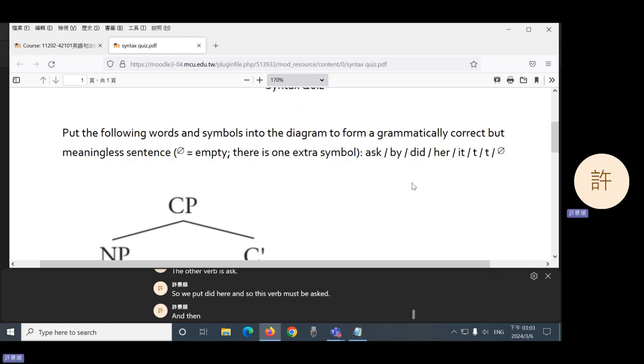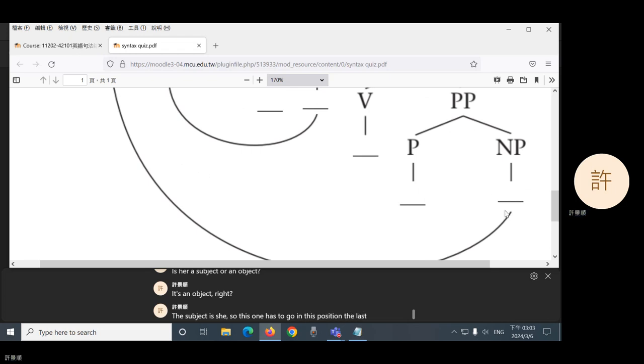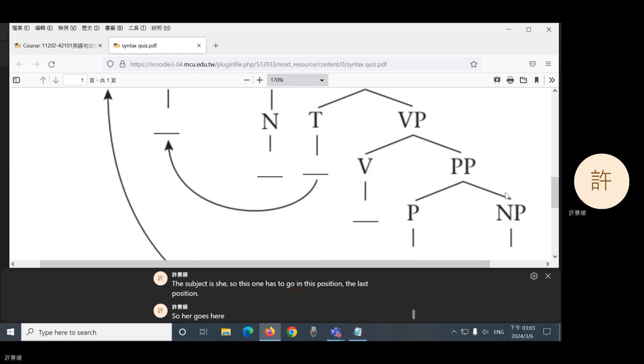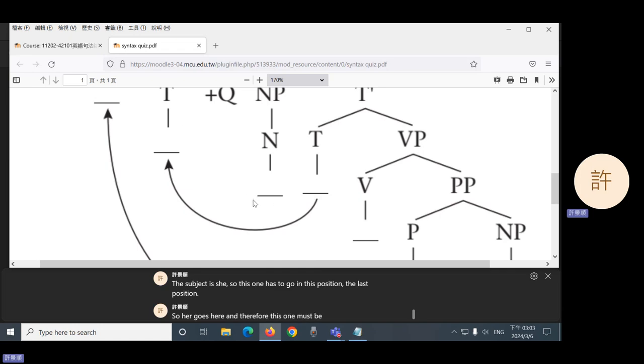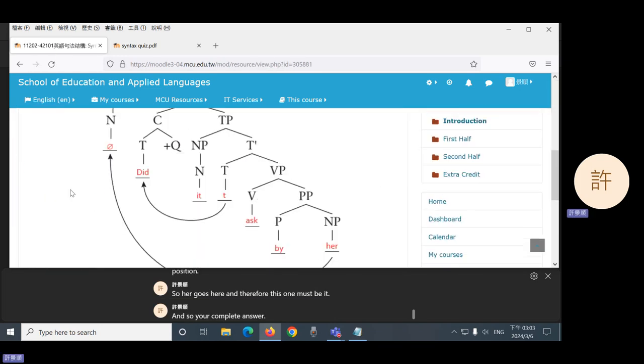And then finally, we have two nouns, her and it. Well, let's look at her. Is her a subject or an object? It's an object, right? The subject is she. So this one has to go in this position, the last position. So her goes here, and therefore this one must be it. And so your complete answer is this. Did it ask by her?